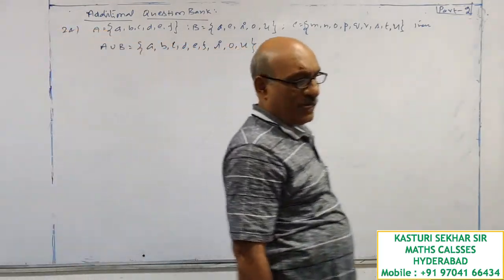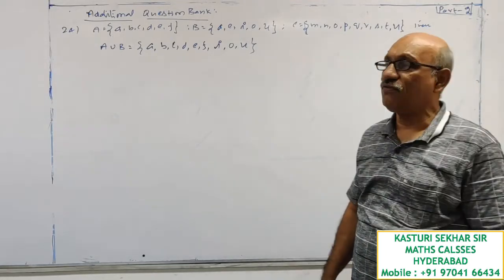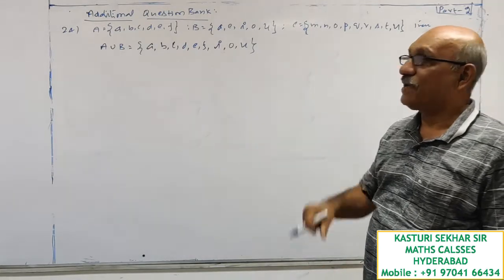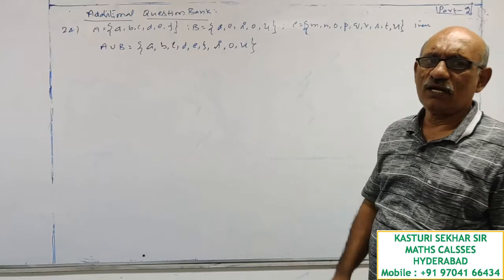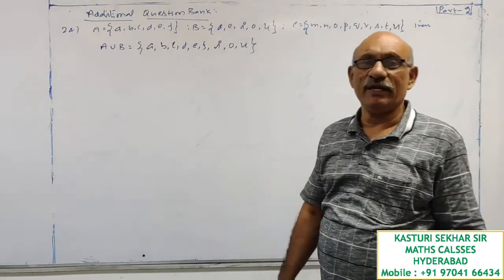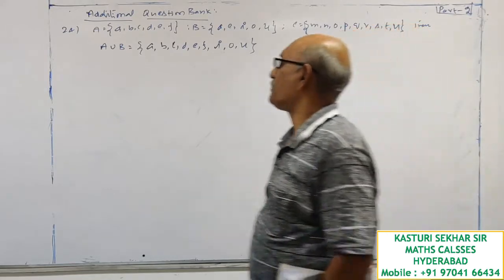Again I am repeating. A union B means it is a set having the elements of A or B or both. So at the time of writing the elements of A union B, whenever double counting is there, the element which is repeated, you can write only one time.